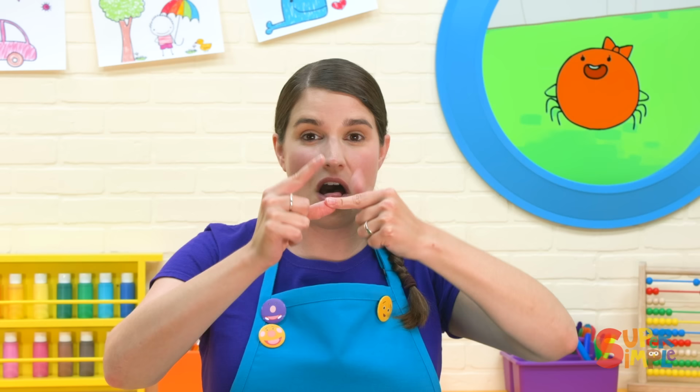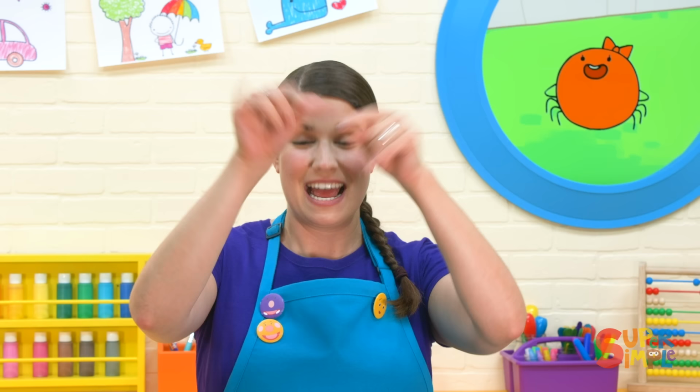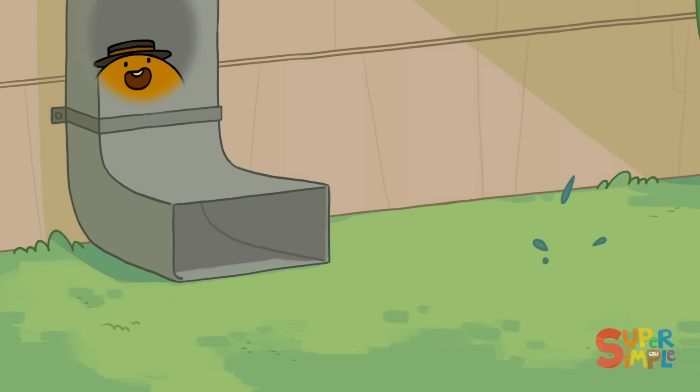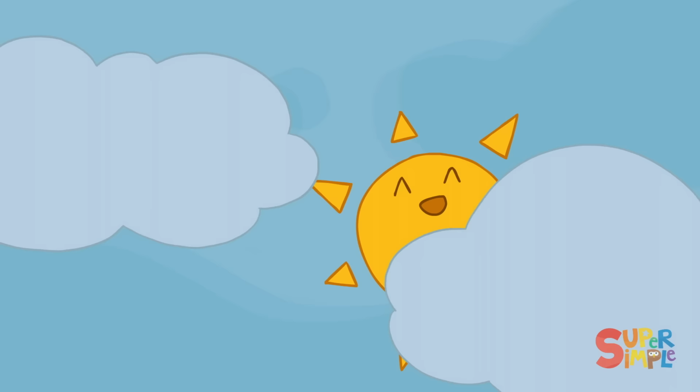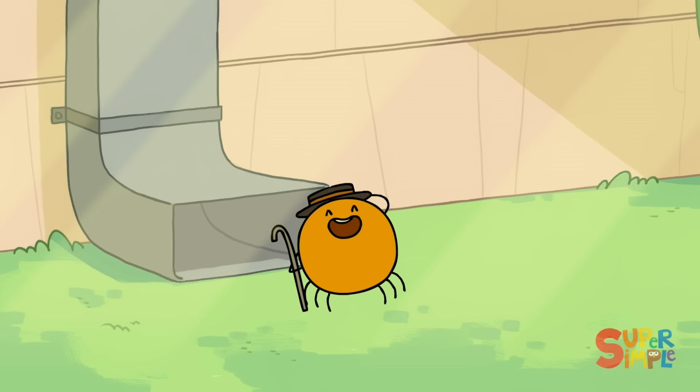The itsy bitsy spider went up the water spout. Down came the rain and washed the spider out. Out came the sun and dried up all the rain. Then the itsy bitsy spider went up the spout again.